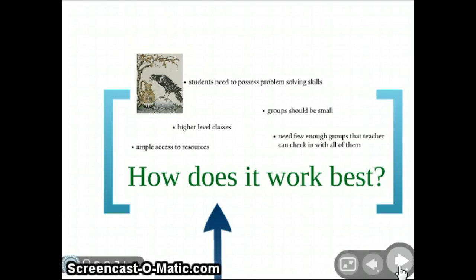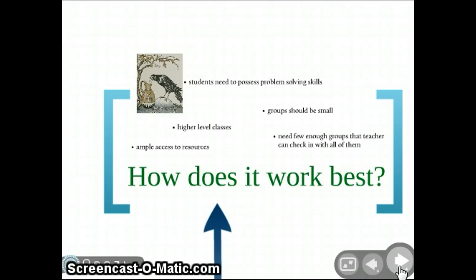Next, groups should be small so that each student has a voice and a major part in the work. This exercise is better for higher level classes, as it's a bit more about analysis than it is about building a framework of knowledge. You also need few enough groups that the teacher can be walking around the class and checking in on all of them.